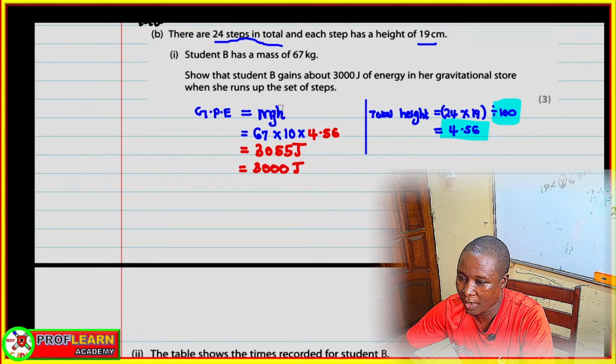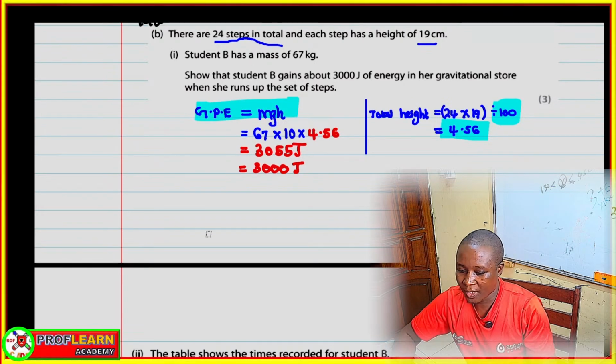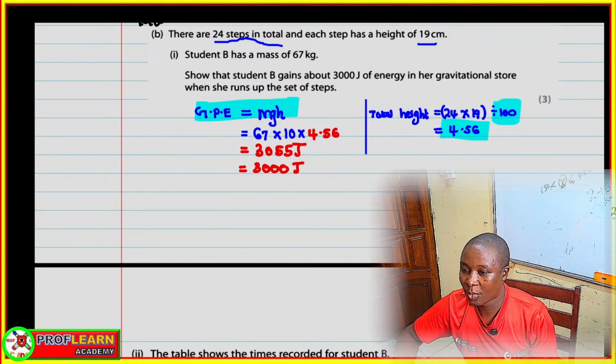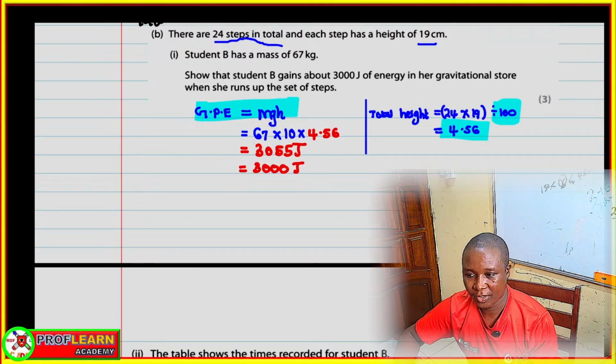So we shall use this in this section of the formula. GPE is equal to mgh. Of course, we were given the mass of the student who was running up to be 67. So if you work it out, you get 3055 joules. And writing it correct to one significant figure, that is going to translate to 3000 joules as required.